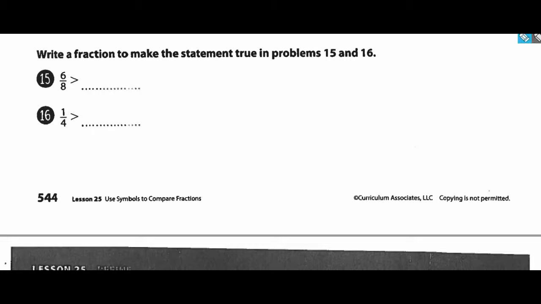So for 15 and 16, anything that's less than this. So 1/8 would be good. Okay, here, anything that's less than this, I would put a number that's less than 6, maybe like 5. So 5/8. 6/8 was greater than 5/8.